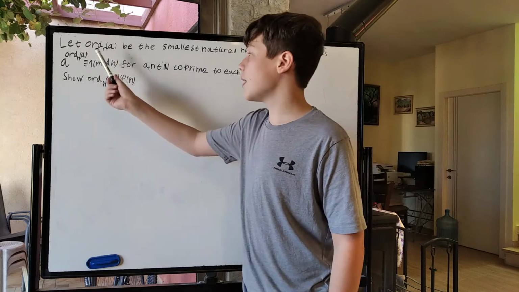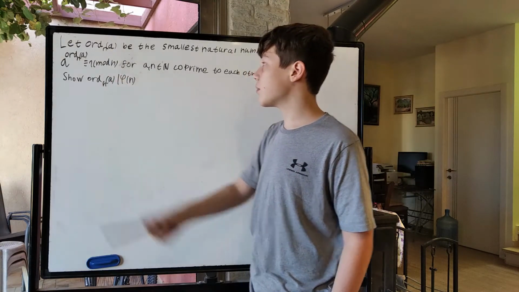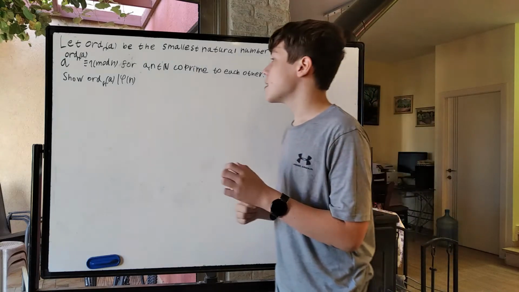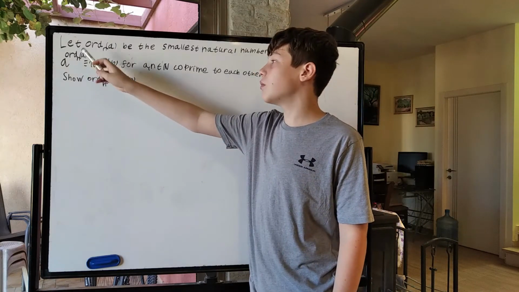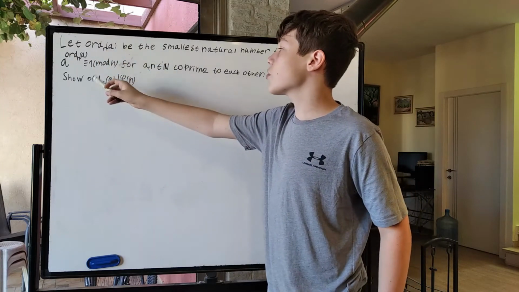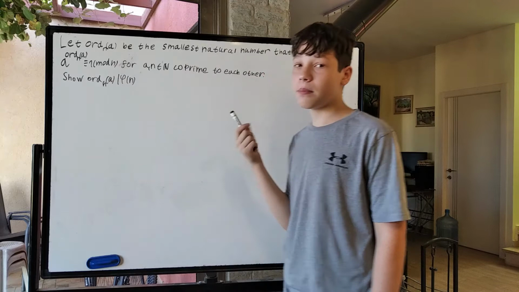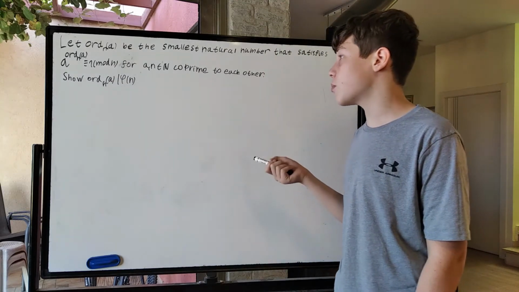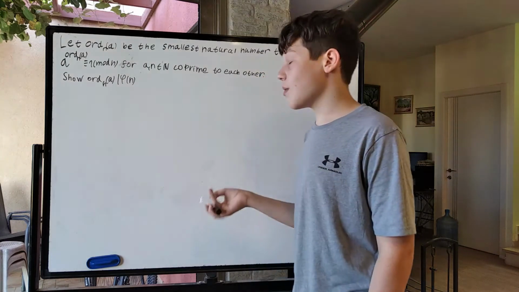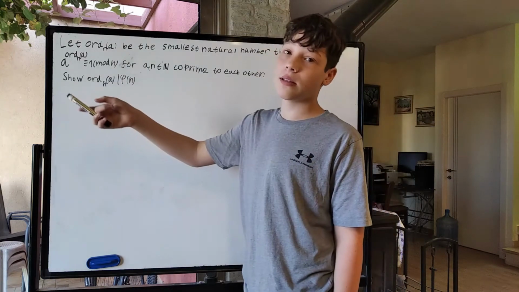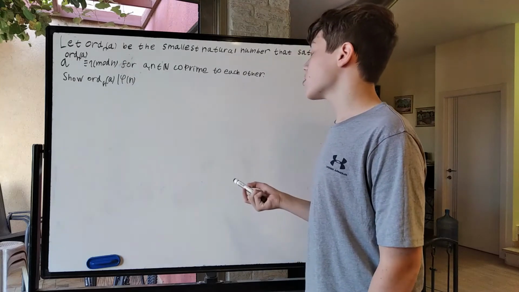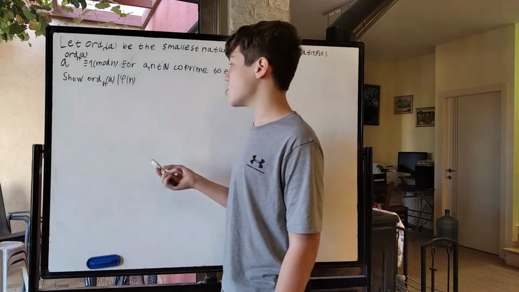So first we'll define order a of n to be the smallest natural number that satisfies that a to the power of order a of n is congruent to 1 mod n, for a and n being natural numbers and obviously co-prime. Because if they're not co-prime, there isn't a number such that a to the power of it is even congruent to 1 mod n. So a and n are also co-prime to each other.